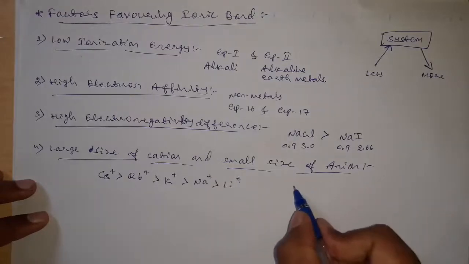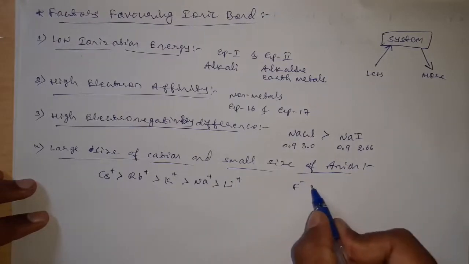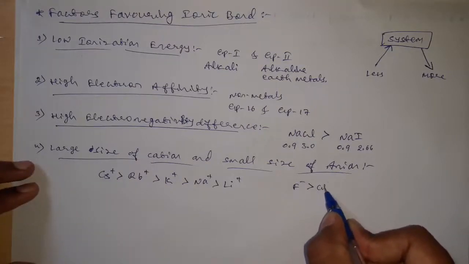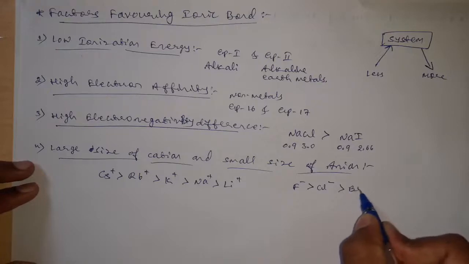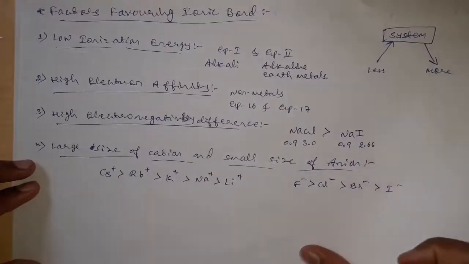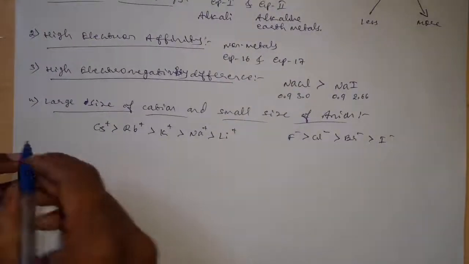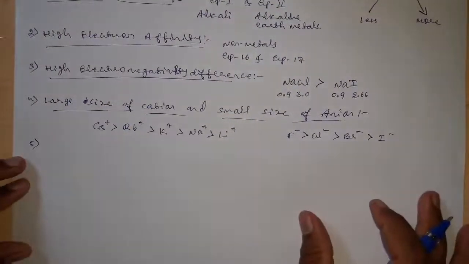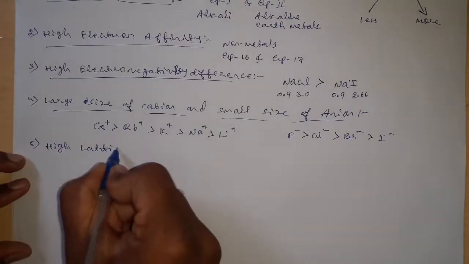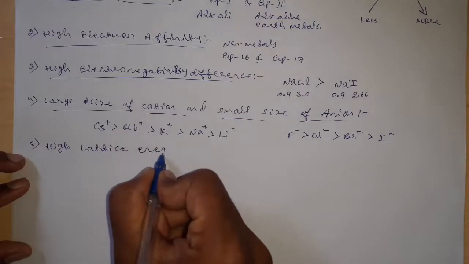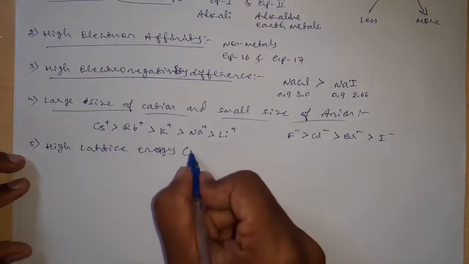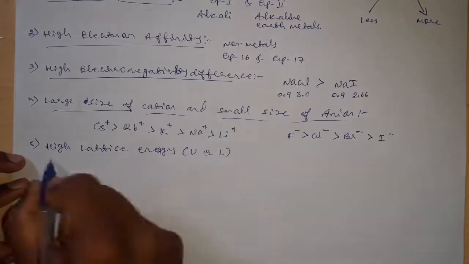And coming to the negatively charged atoms, fluorine, which has a small size, forms more ionic compounds as compared to chlorides, as compared to bromides, as compared to iodides. It all depends on their size only. Okay. Then the last factor which is affecting the formation of an ionic bond is high lattice energy. This can be represented as U or L.